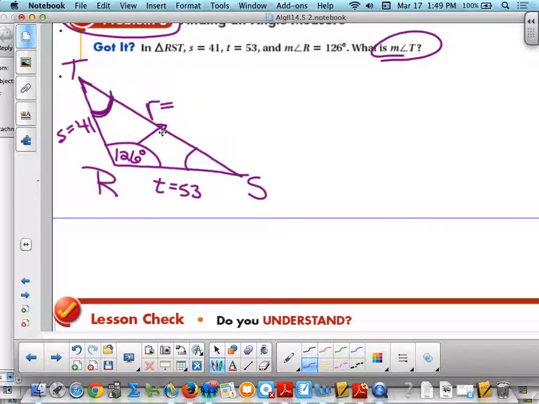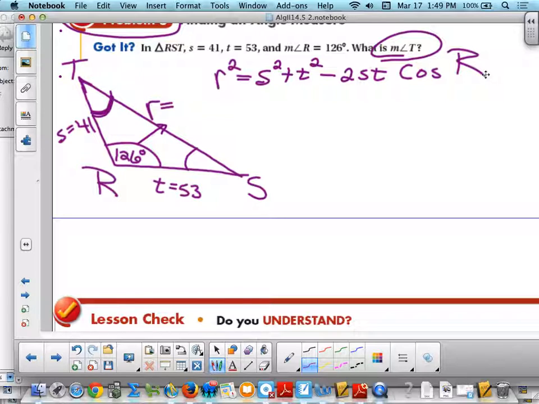Using law of cosines, it would be R squared equals S squared plus T squared minus 2ST times cosine of R. We don't get the formula on the test, because this is a memorization thing right now. If you're looking for side R, you must take cosine of R.